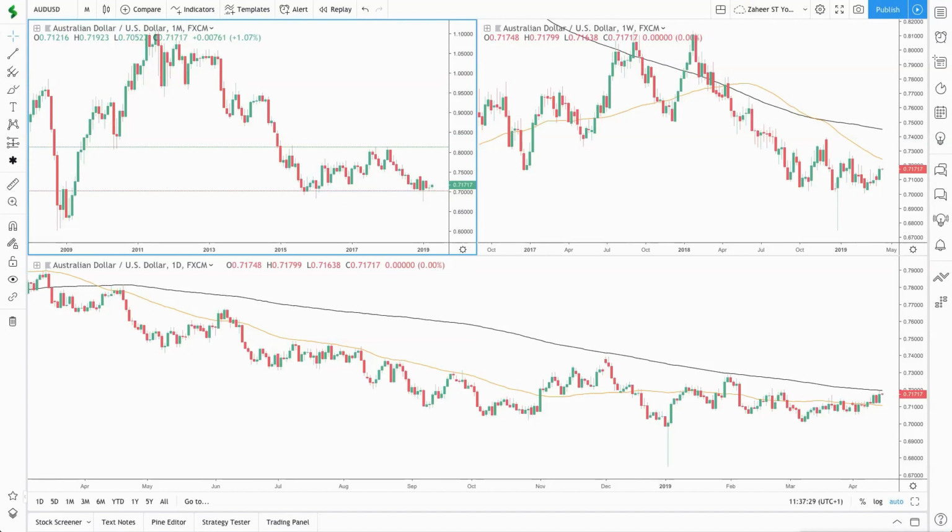This is your weekend Forex analysis. We have four pairs to get through, starting with the Aussie dollar, US dollar. Let's start with the monthly time frame in the top left corner.